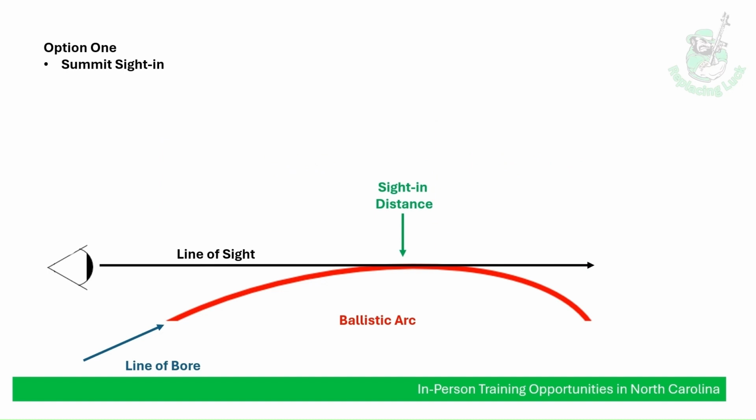There's different types of sight-in options. You have the summit sight-in, which is what you see here, which is the green arrows pointed to the sight-in distance, which is pointed at the summit of the trajectory. If you notice, everything from the sight-in distance towards the left, the bullet is low. Everything from the sight-in distance to the right, past the sight-in distance, all of your projectiles will print low as well.